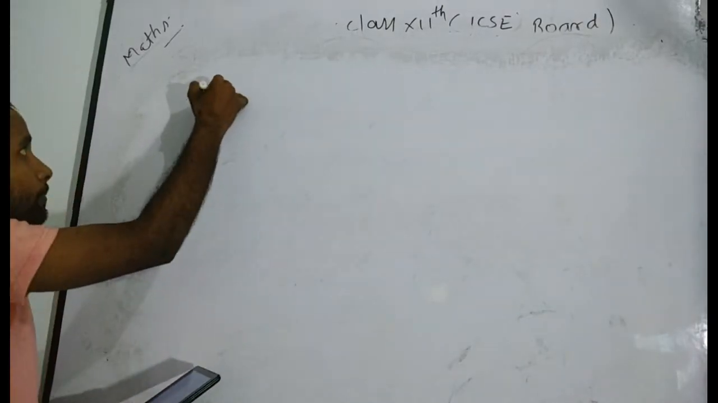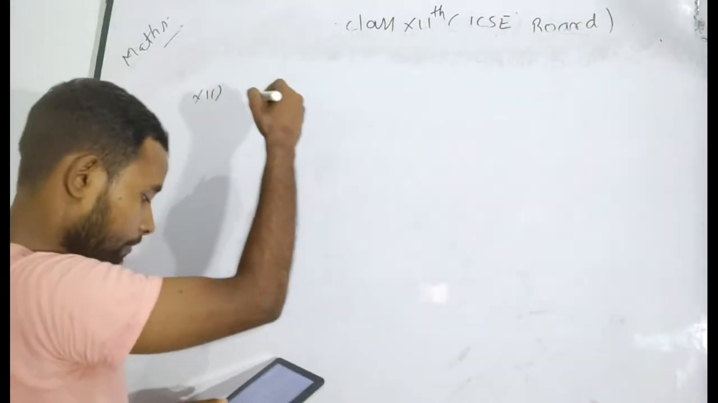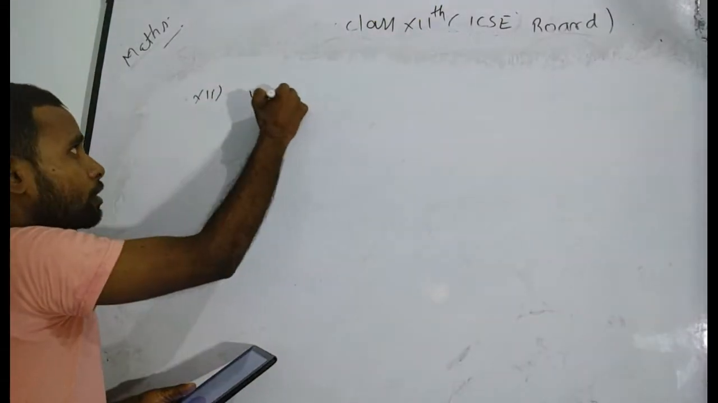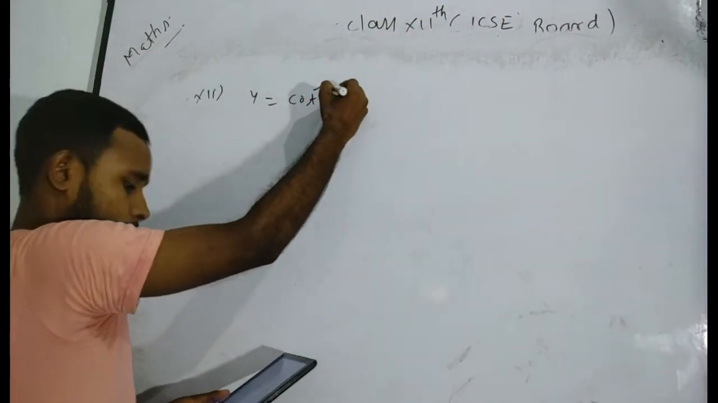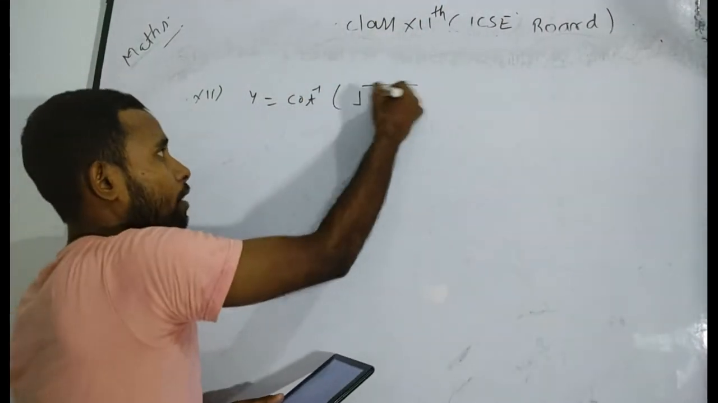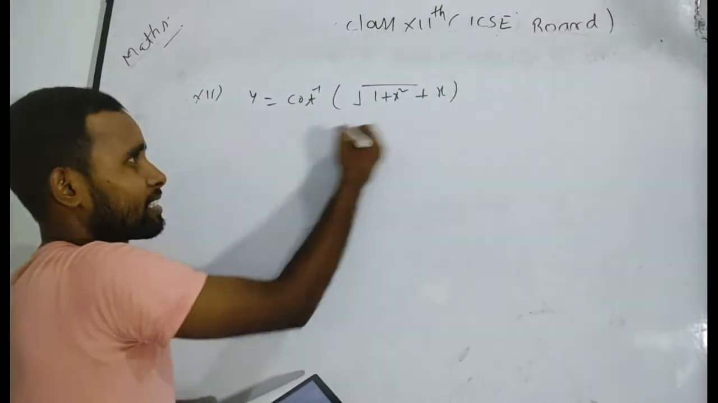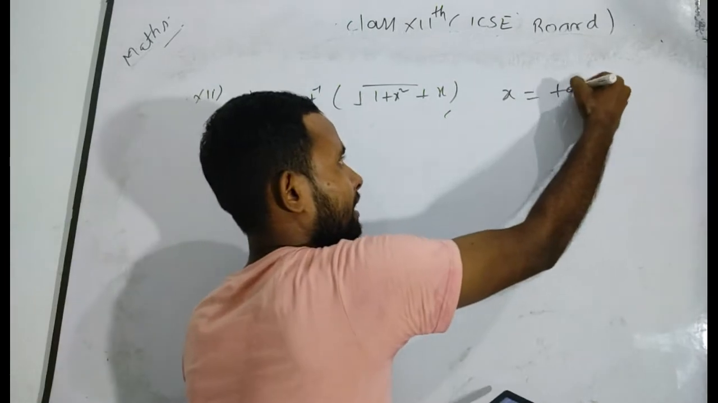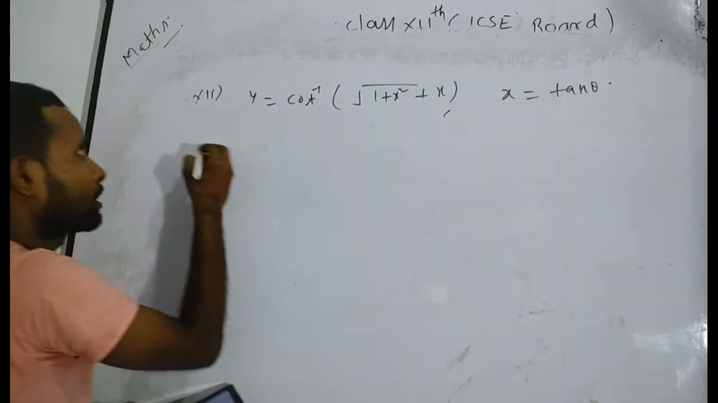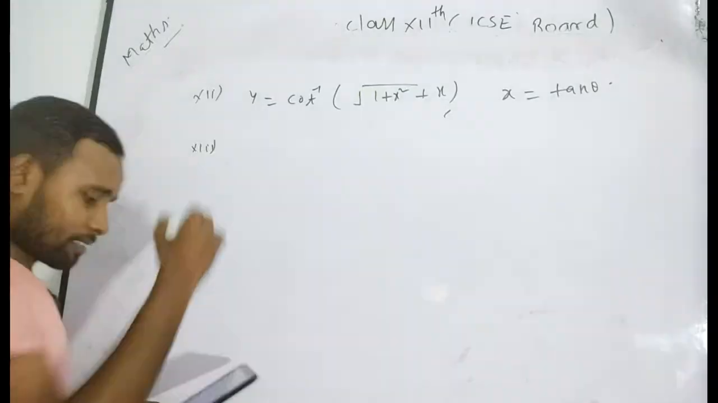Now see question 12. There is given y is equal to cot inverse (root under 1 plus x square plus x). We will not solve here. Simply put here x is equal to tan theta. Otherwise very easy question for you. Thereafter take 13.